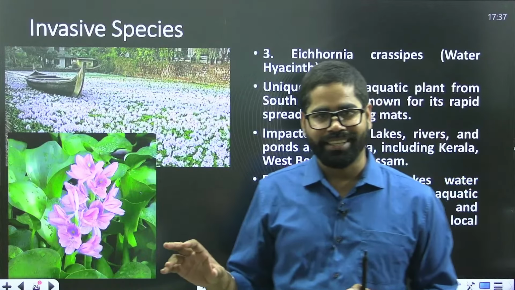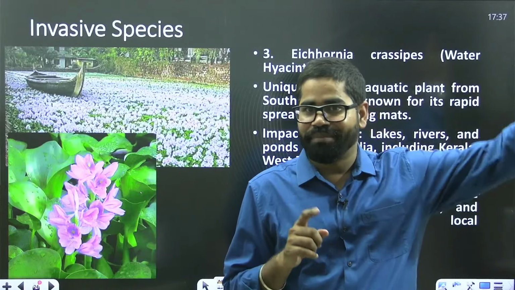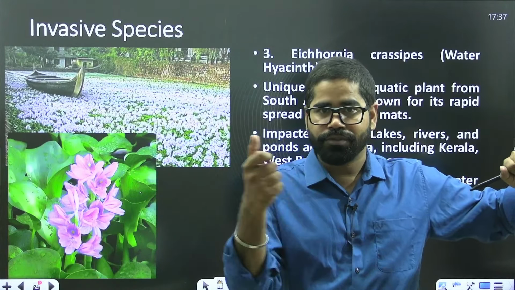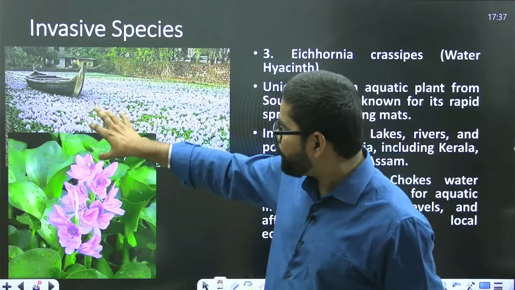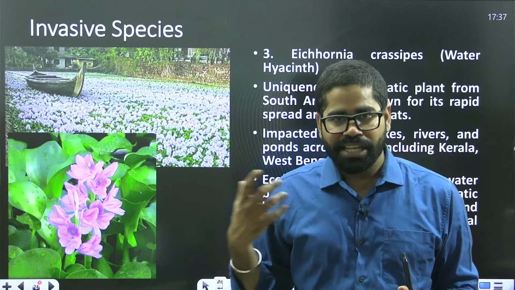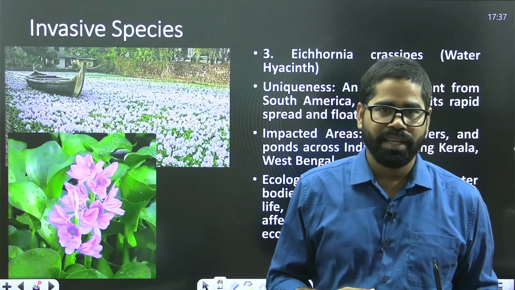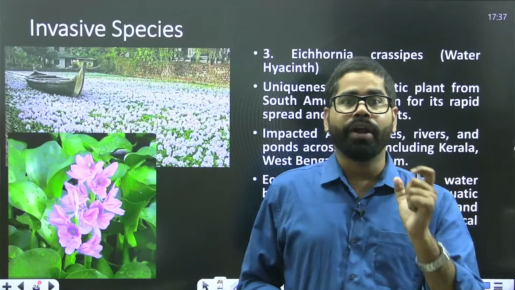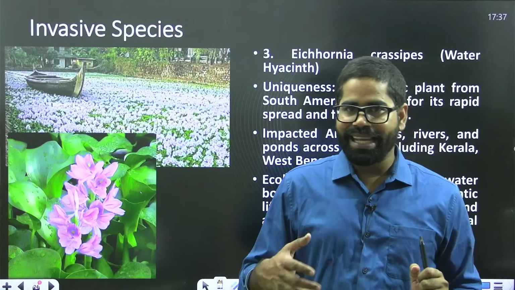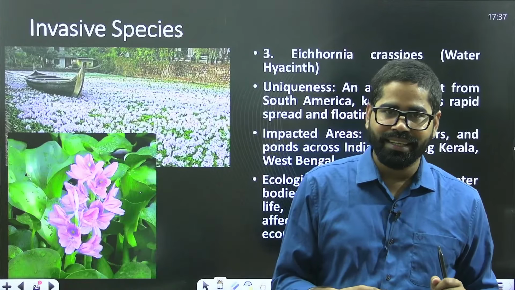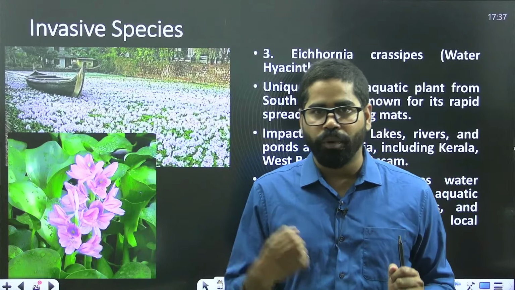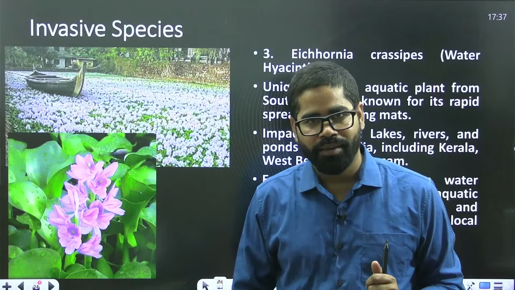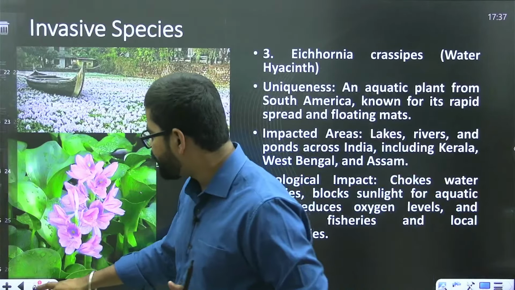The water hyacinth, although it is useful to some extent because it absorbs toxic substances from water, has replaced the local ecosystem. It has made our lakes non-navigable. The lakes are losing their identity. The navigation through the lakes is not possible. It is causing huge harm to the ecosystem over there. So this is also water hyacinth.